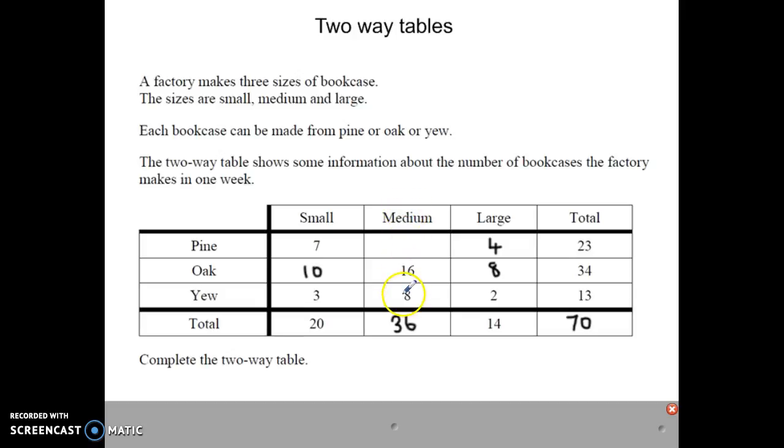So looking down the medium column, 16 plus 8 is 24, and the difference between 24 and 36 is 12. But before I write that 12 in, I'm also going to check across. 7 plus 4 is 11. Difference between 11 and this total of 23 is also 12. So I've double checked that the final value is right. That would give you an opportunity to spot if you'd made a mistake. So here's the end of question 1, two-way table completed.